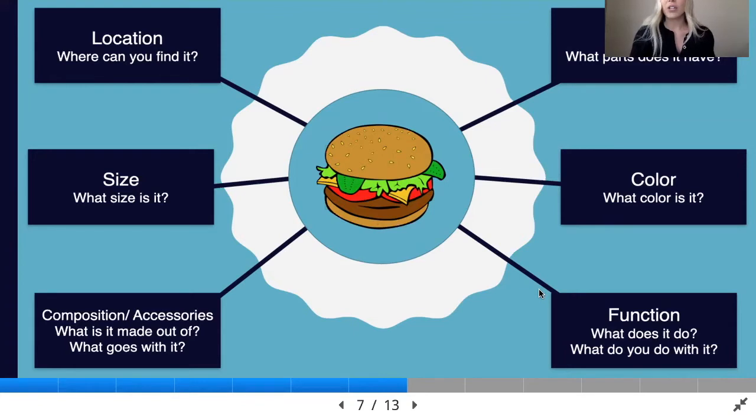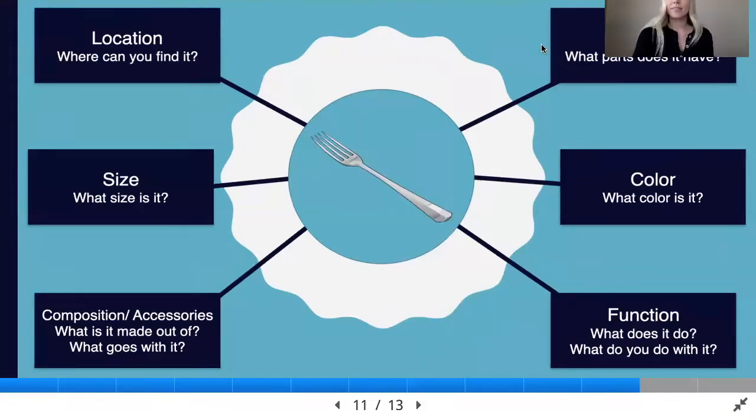The next thing we can do is we can talk about the function. What does it do? Or what do you do with it? You're right, you eat it. We eat a cheeseburger. Mmm, yummy. All right, good job talking about our cheeseburger.